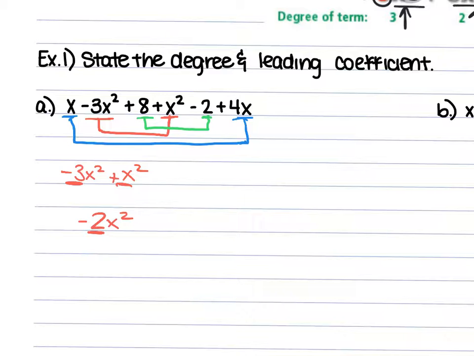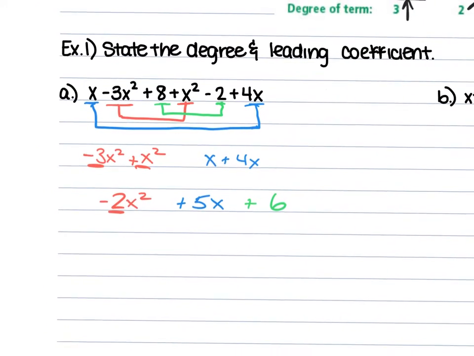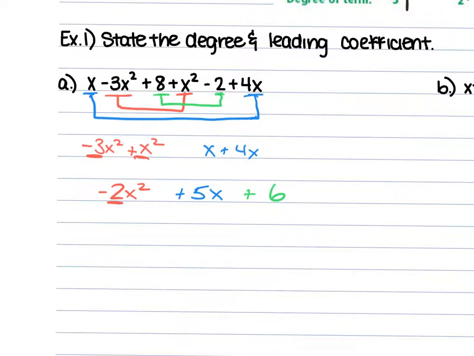Let's deal with the blue numbers now. x plus 4x. How much? 5x. And then finally, 8 minus 2. 6. So what we've got here is a polynomial that is written in standard form. Once you write it in standard form, the hardest part is done.